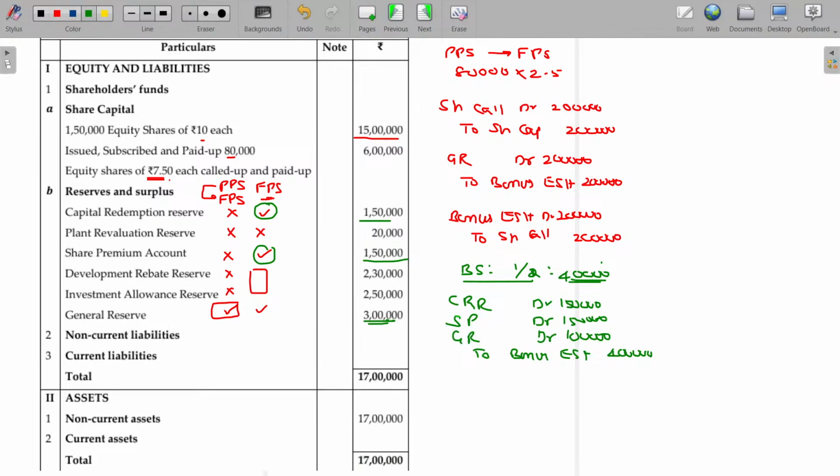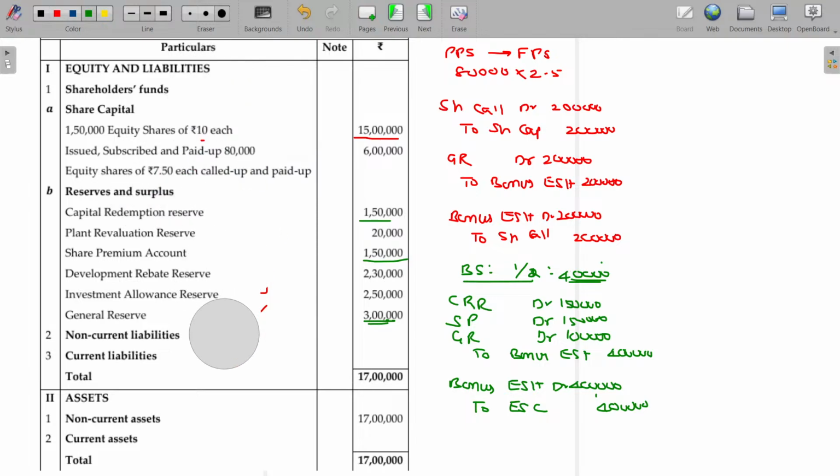Now this bonus will be converted into equity share capital. Bonus to equity shareholders is converted into equity share capital, the value being 4 lakhs. Clear? Now incorporate those things in your balance sheet.